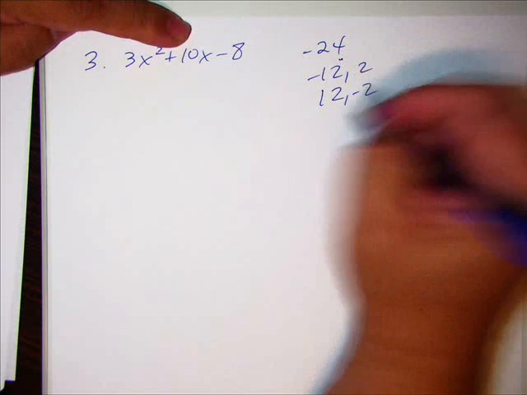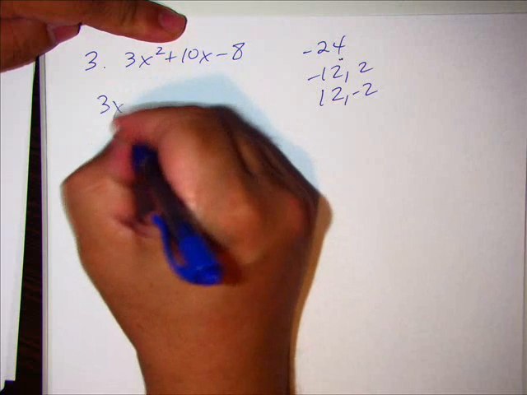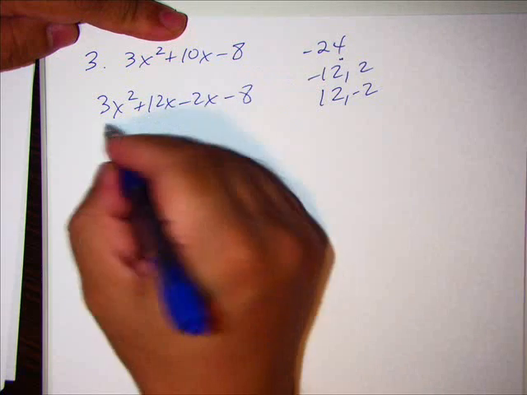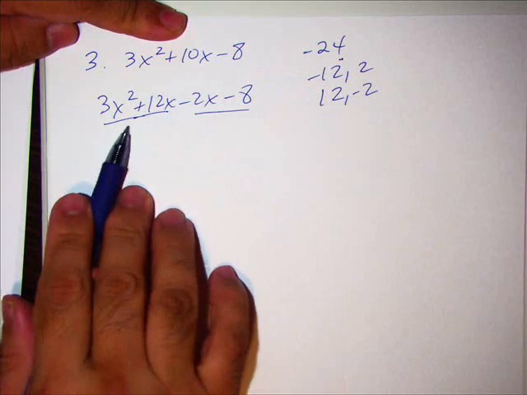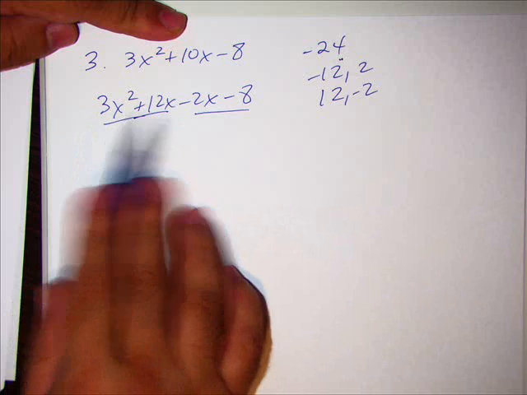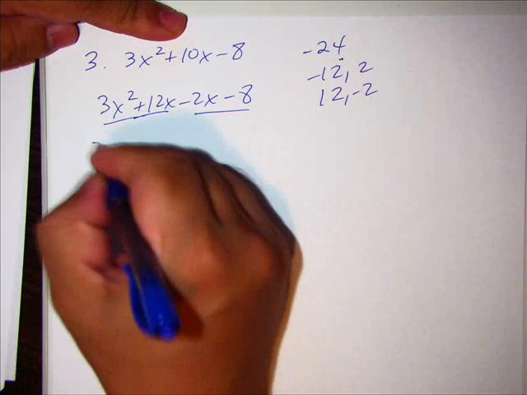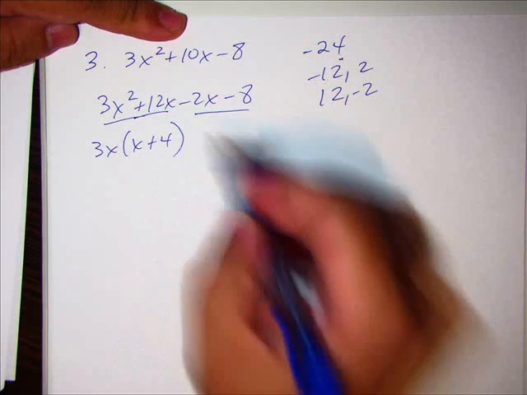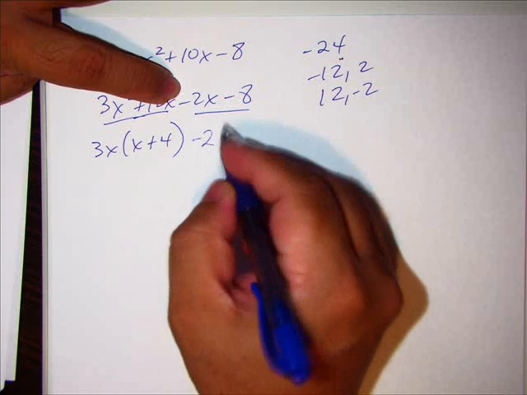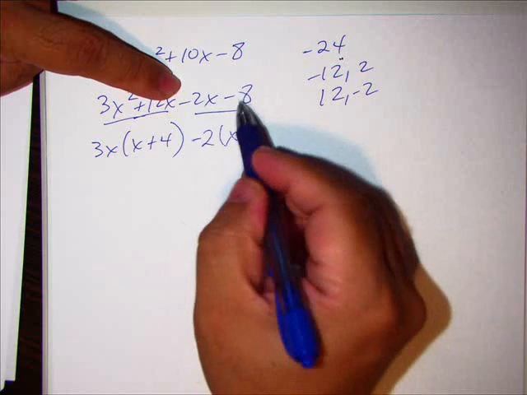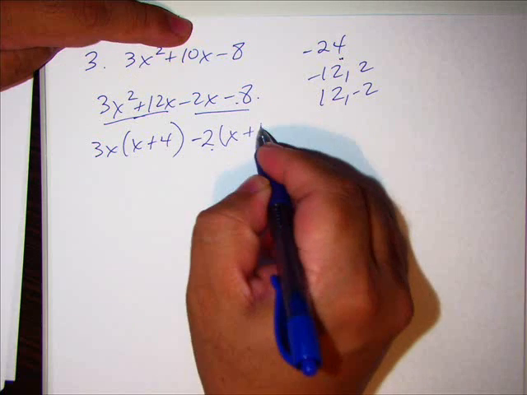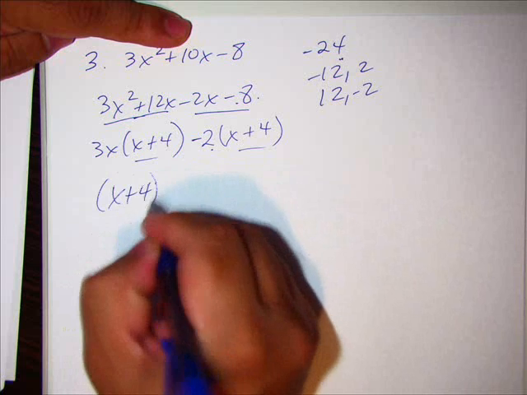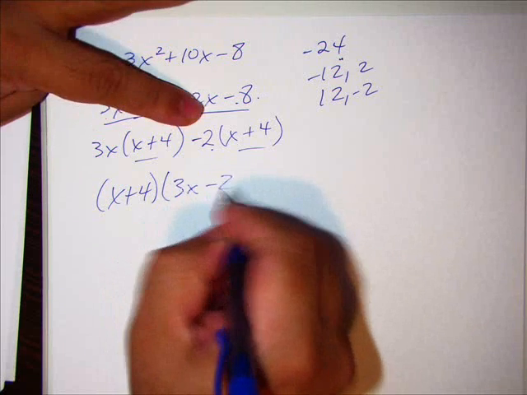Alright, so we're going to rewrite 10x with 12 and negative 2: 3x squared plus 12x minus 2x minus 8. Group. Here, common factor is 3x. There's x in common, and 3 goes in both 3 and 12. That leaves me x plus 4. Common factor, negative 2. Remember, if this is negative, I'm going to take out a negative. Negative 8 divided by negative 2 is plus 4. Again, there's a common factor, x plus 4, and that leaves 3x minus 2.